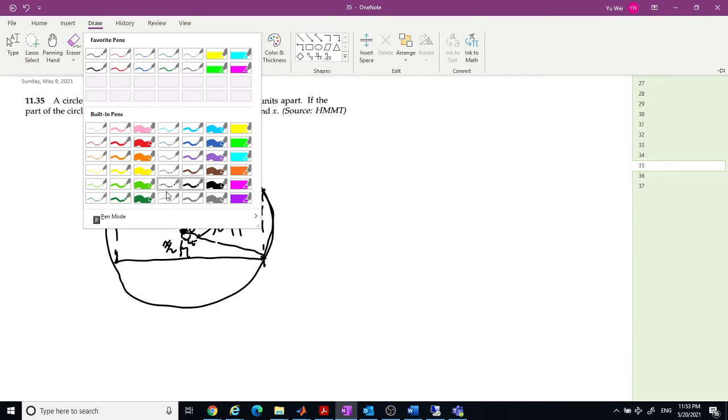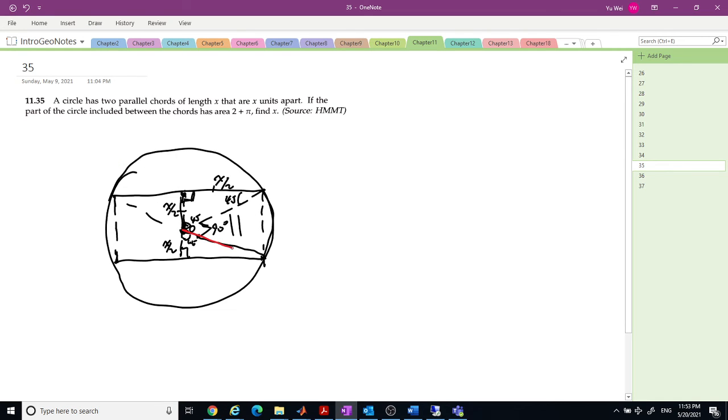Okay, so the area of the midpoint will be this one. That's a quarter circle, right? This is another quarter circle, right? So we have a half circle plus the two triangles. Now we can calculate what that is. So the half circle is pi, and this is x over root 2, so pi times x over root 2 squared, this is half of the circle, right? Then plus the two triangles, this is 2 times 1 over 2 x times x over 2.